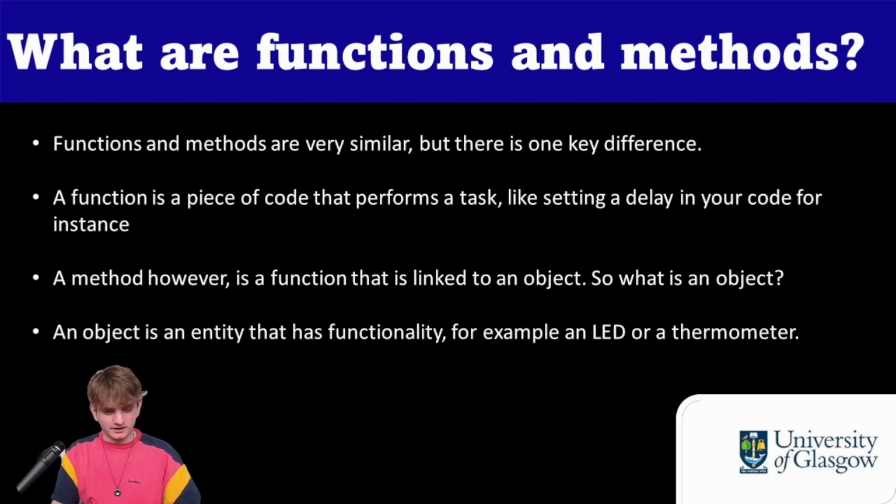A method, however, is a function that's linked to an object. You might be like, what on earth is an object? An object is an entity that has functionality. For example, an LED or a thermometer.